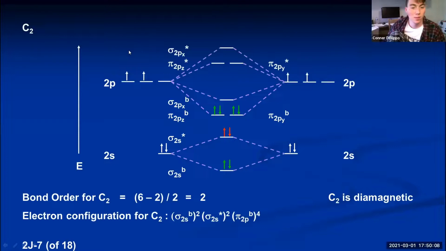Do you mind going back on the other slide? I missed the electron configuration. Thank you.